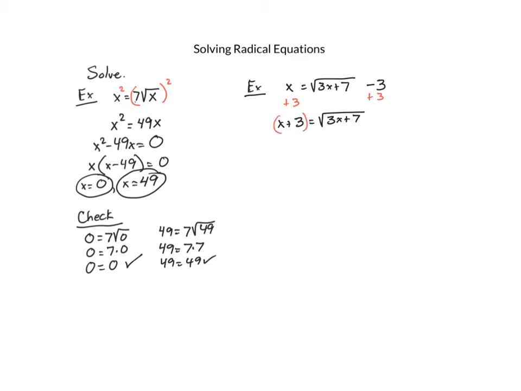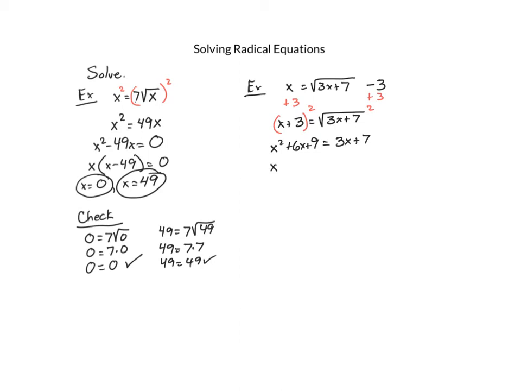I'll square the left-hand side and I'll square the right-hand side. So I have x squared plus 6x plus 9. Do you recognize where that 6x comes from? Foiling out an x plus 3 times an x plus 3. And on the right-hand side, we'll just have a 3x plus 7. We have a nice little quadratic equation again, so let's set it equal to 0.